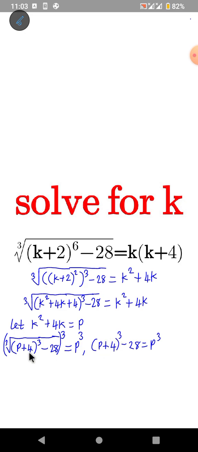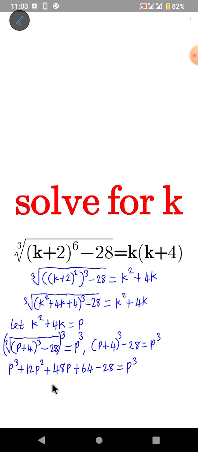So on expansion I got p raised to the power of 3 plus 12p square plus 48p plus 64. Then on expansion of this I got this here. Now then what? Minus 28. So I'll put this minus 28 here, all equal to p raised to the power of 3.